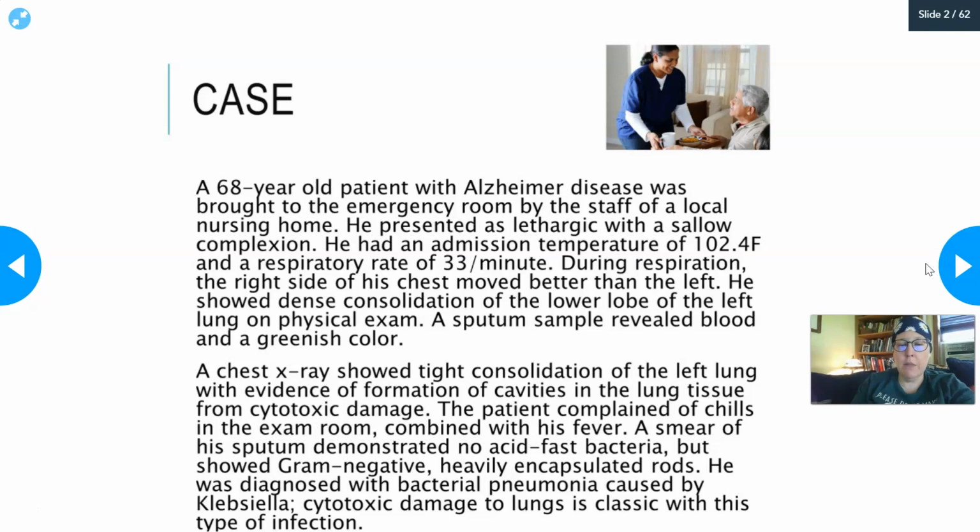A chest x-ray showed tight consolidation of the left lung with evidence of a formation of cavities in the lung tissue from cytotoxic damage. The patient complained of chills in the exam room combined with his fever. A smear of his sputum demonstrated no acid-fast bacteria, that means not tuberculosis basically, but showed gram-negative, heavily encapsulated rods. He was diagnosed with bacterial pneumonia caused by Klebsiella. Cytotoxic damage to the lungs is classic with this type of infection.